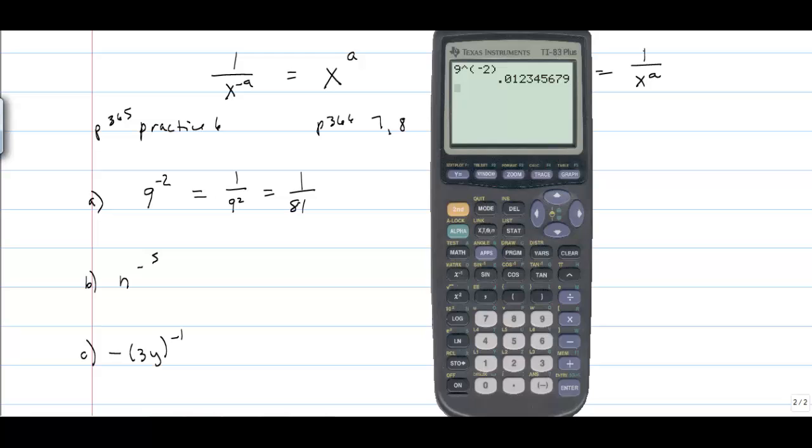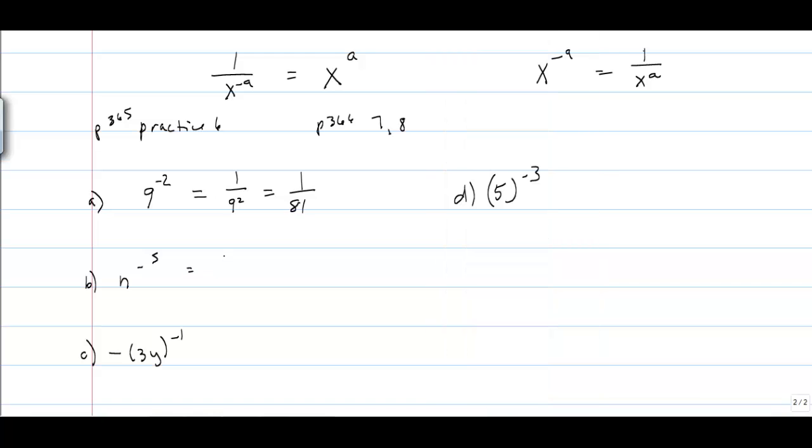And I get a decimal, but if you know the little trick on the calculator, which math teachers hate, if you press math and then hit enter for to a fraction, it'll convert that decimal into a fraction, and then we'll see the answer is 1 over 81. Keep in mind on an exam you can use your calculator to check, but I will expect to see the work on the paper. N to the negative fifth power is simply 1 over n to the fifth.